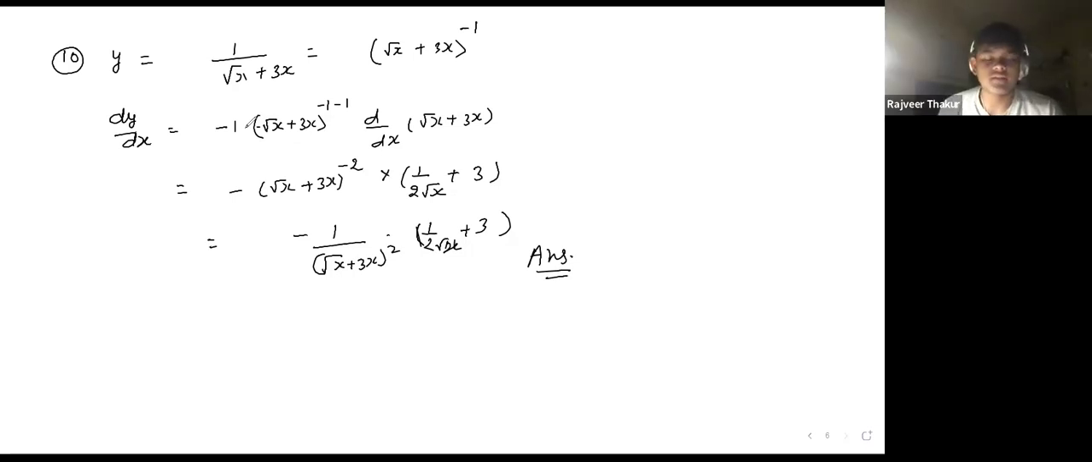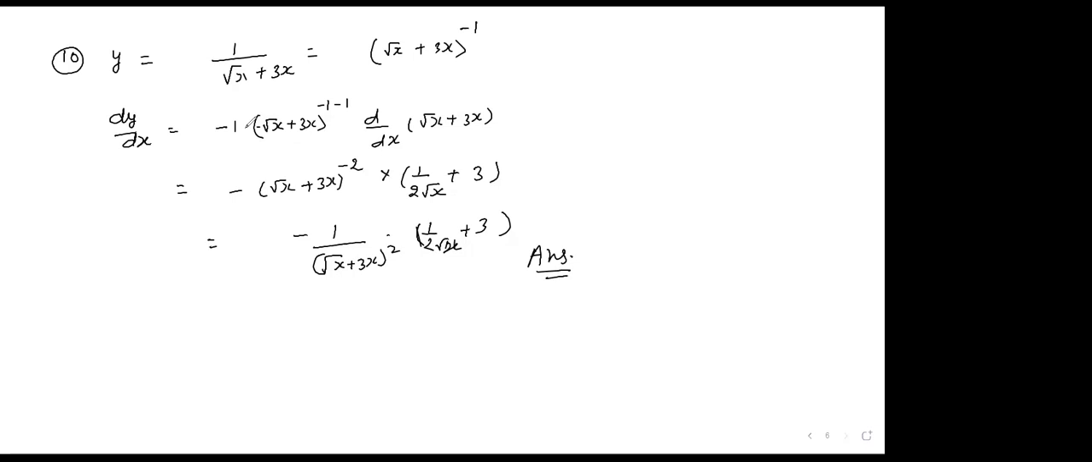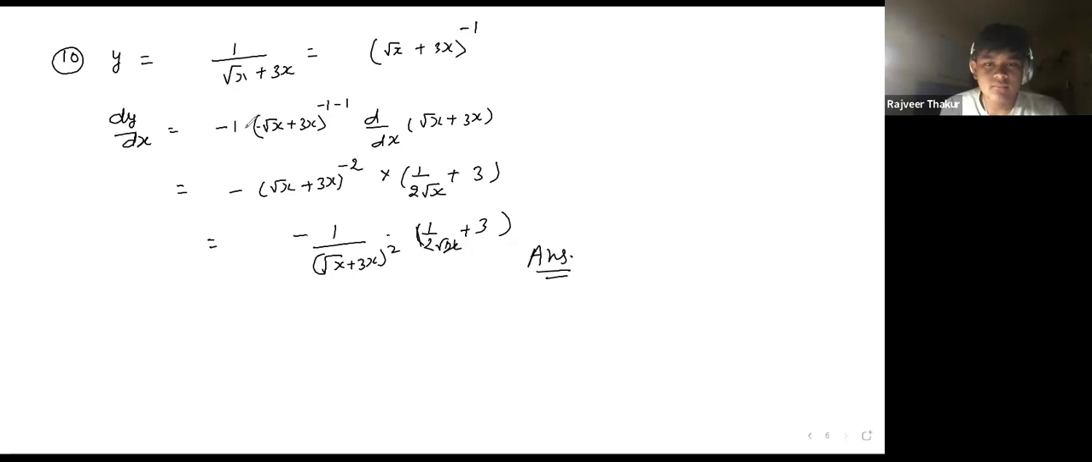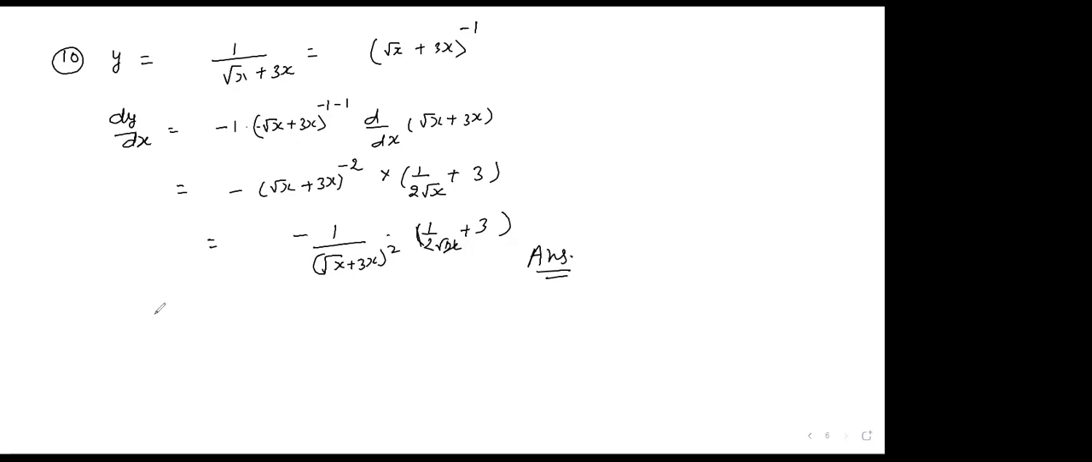Okay. Why 1 over 2√x plus 3? According to the chain rule. And this same thing can be done with another approach. We can take √x plus 3x as t. Then we can do that. I'm just making you understand the method. It is given in your book.